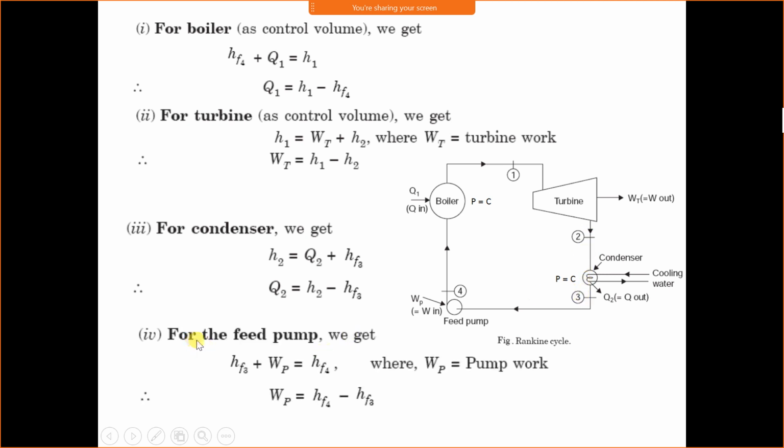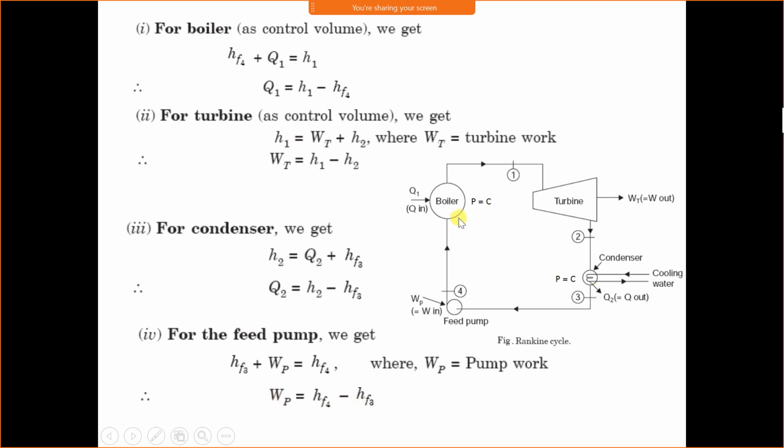Then, for the feed pump, saturated water enters the pump at point 3. In the pumping process, subcooled water leaves from the pump. Therefore, work done on the pump: we are supplying saturated water at point 3, that is HF3, and we are supplying work done to the pump, and it is giving us subcooled water at point 4, that is HF4. Therefore, HF3 plus WP is equal to HF4. WP is equal to HF4 minus HF3.